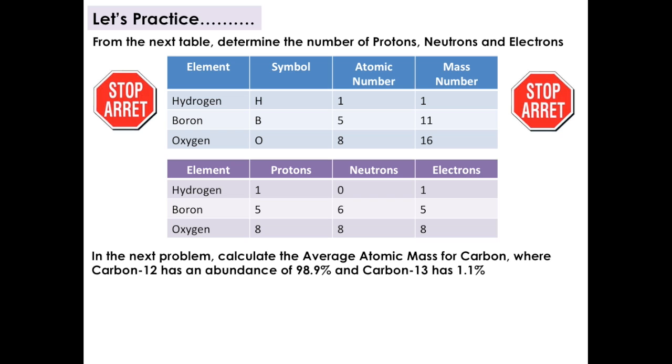In the next problem, calculate the average atomic mass for carbon, where carbon-12 has an abundance of 98.9 and carbon-13 has 1.1. Back again, stop the video, and when you're ready, play back so you can compare your calculations and answer.